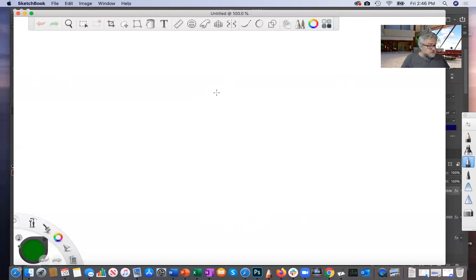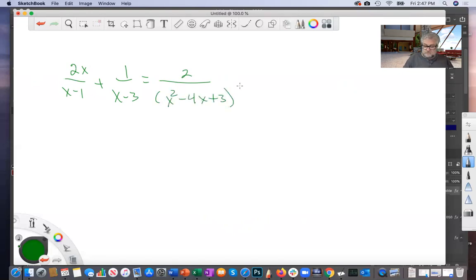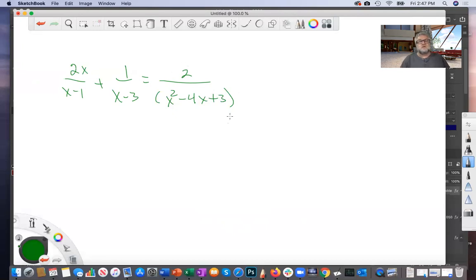Okay, let's do, I don't know what that one is. Let's do this one. 2x over x minus 1 plus 1 over x minus 3 equals 2 over x squared minus 4x plus 3. I guess I don't need those parentheses, do I? Whatever, I'll leave them. Okay, so I want to solve for x.